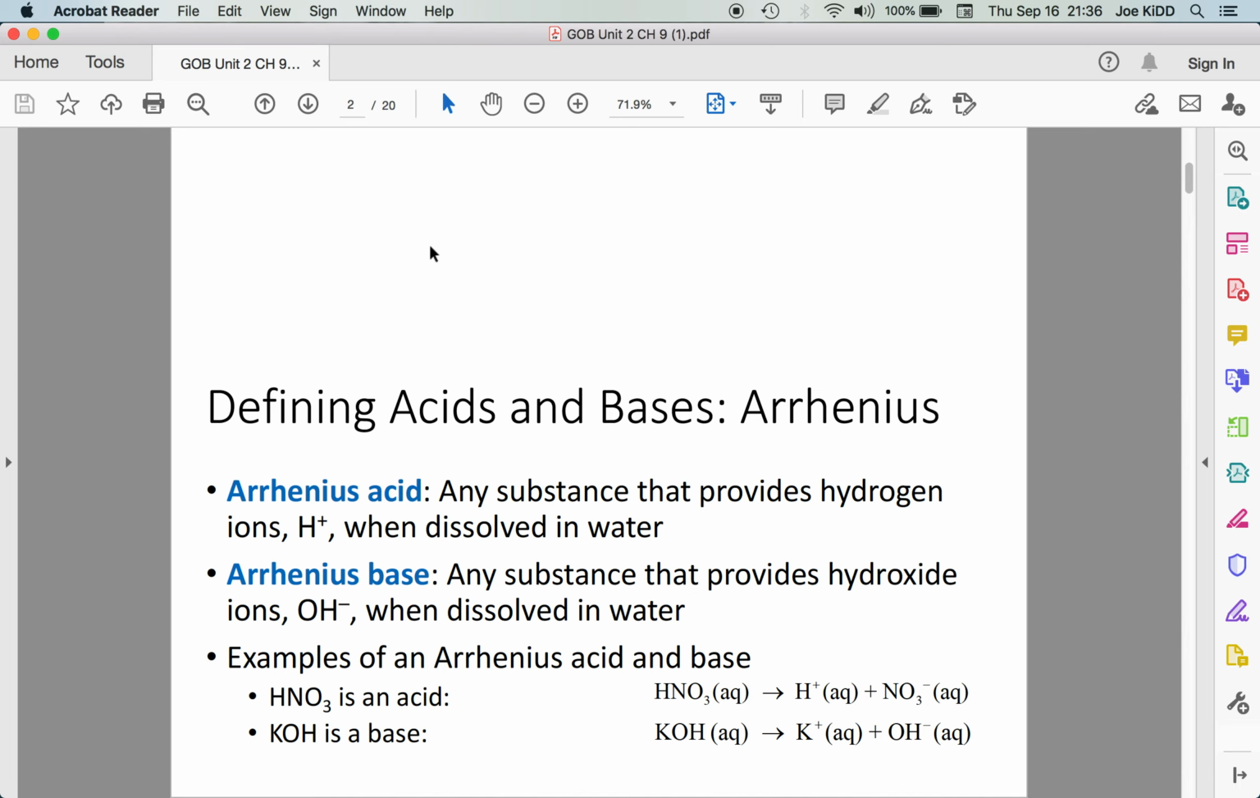So we technically have two different definitions of acids and bases. The first comes from the concept of the Arrhenius definition of acids and bases, where an Arrhenius acid would be any substance that provides a hydrogen plus cation or hydronium ion when dissolved in water, and that an Arrhenius base would provide a hydroxide or an OH anion.